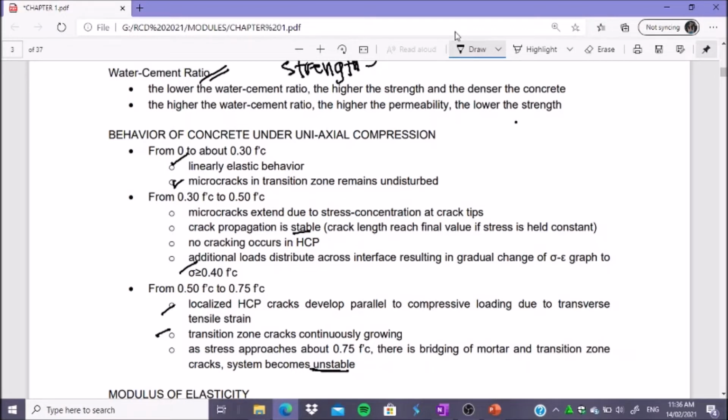Okay, now for the behavior of concrete, later on I will discuss it in the third part of this module. I will discuss the behavior of reinforced concrete under loading. That is important so you can understand what RCD really is.